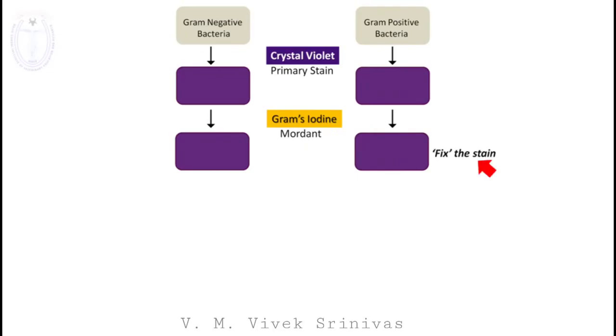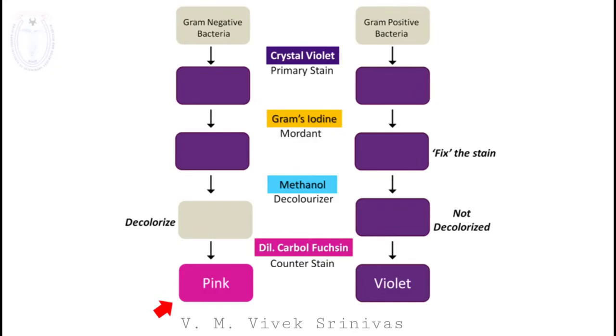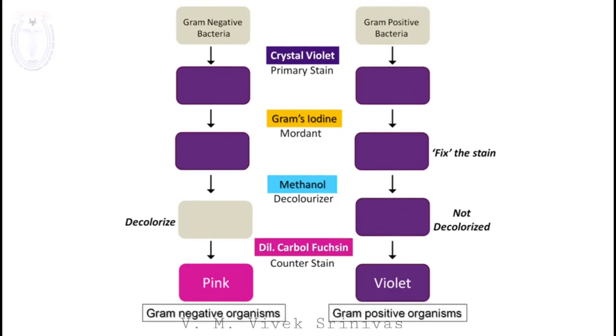violet only to the gram-positive bacteria, because they have a thick peptidoglycan layer. Next, when the methanol is added, which is a decolorizer, it decolorizes the primary stain easily from the gram-negative bacteria, because the stain was not fixed with the gram-negative bacteria due to the thin peptidoglycan layer. But the gram-positive bacteria retain the crystal violet. Lastly, on use of the counterstain, the dilute carbol fuchsin, it gives a pink color to the gram-negative bacteria. So, on Gram staining, the gram-negative bacteria appear pink, and the gram-positive bacteria appear deep violet.